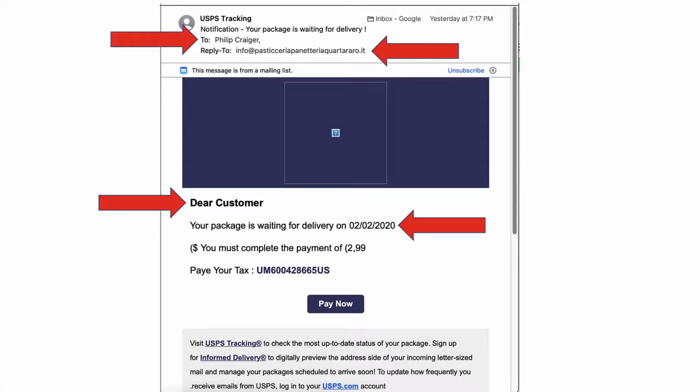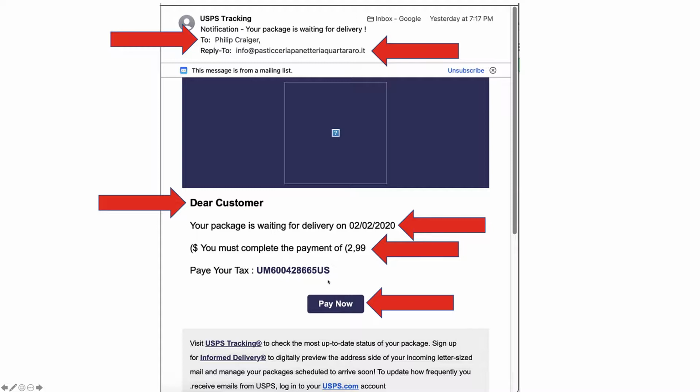If we look down, your package is waiting for delivery. You must complete the payment of, and this is a very weird formatting right here, 2,99, which is really the way that the European Union formats their numbers, but I guess this is $2.99, and then to pay now. Hover your mouse over the pay now to see if this actually goes to the USPS website.